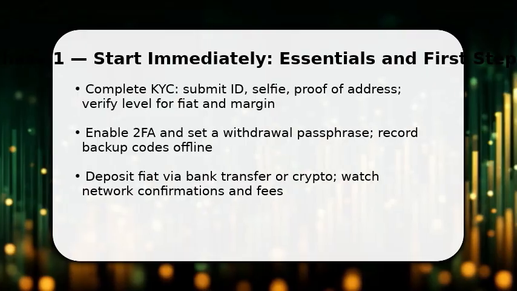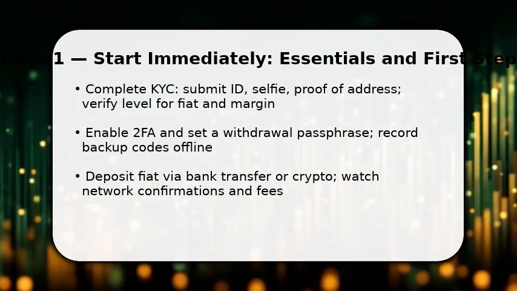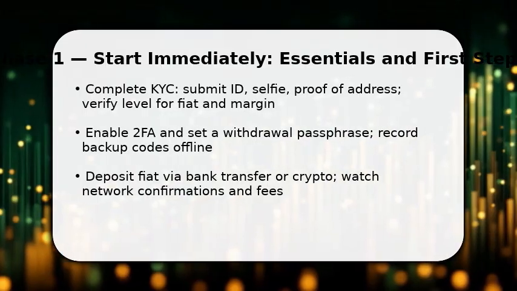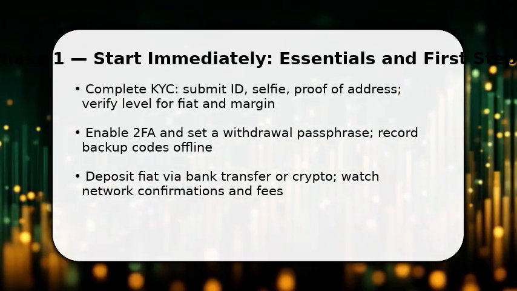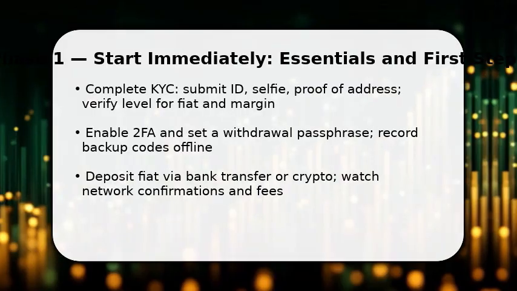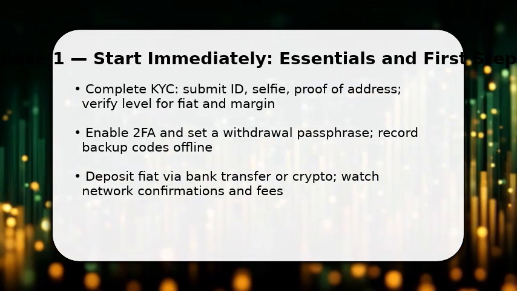You begin by confirming identity and funding. This unlocks trading tiers and fiat rails. Once verified, enable 2FA and set a withdrawal passphrase so your account is secure.